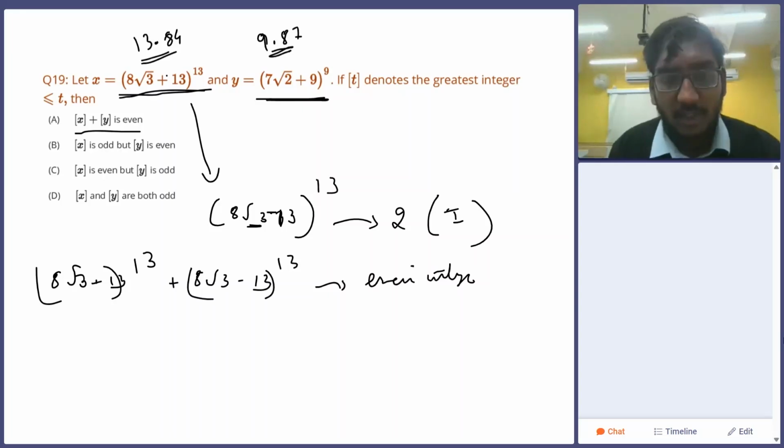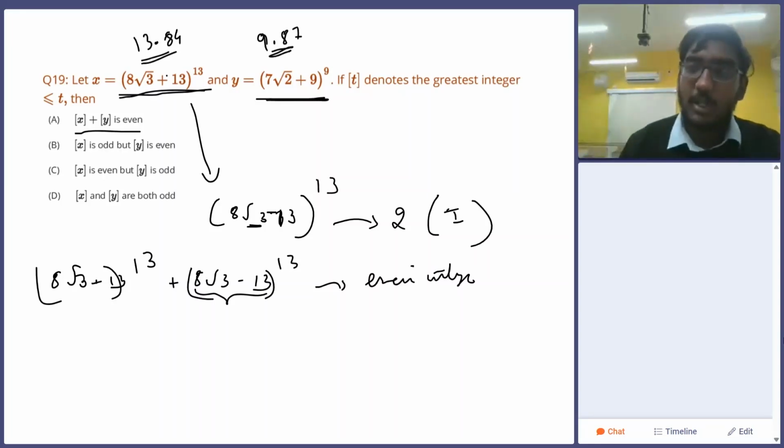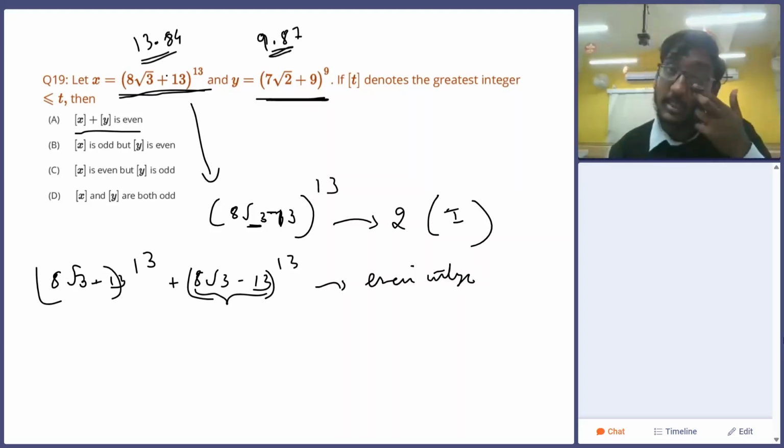And what will be this value? It will be like 0.84 the whole power 13. It's fractional. 0.84 the whole power 13 will be the expression here. It is purely fractional, and the value will be definitely less than half, because when you multiply 0.84 thirteen times, it will become lesser and lesser, and definitely it will be less than half. So let's call this f1.